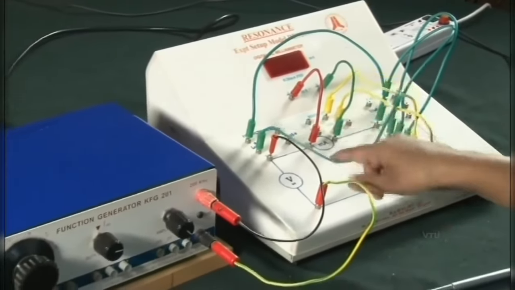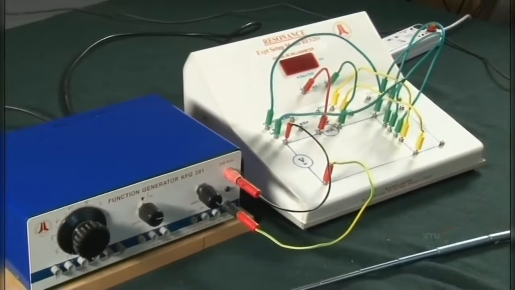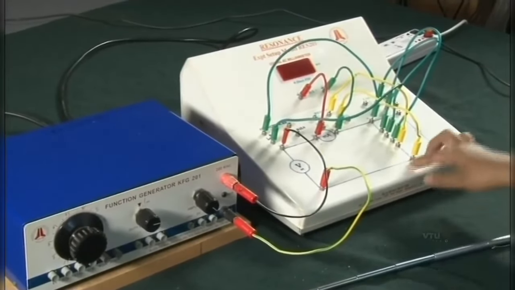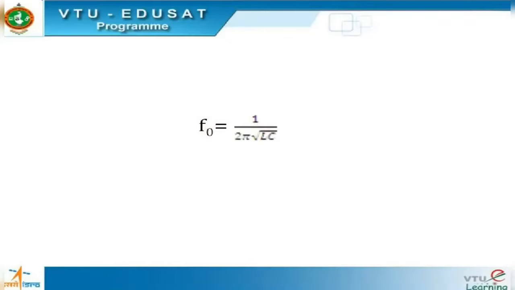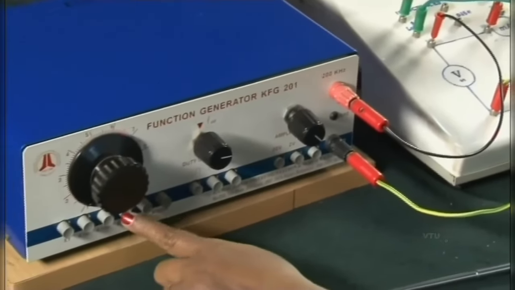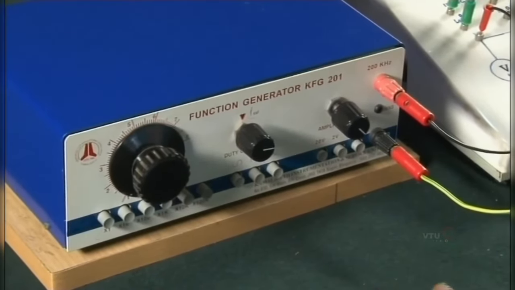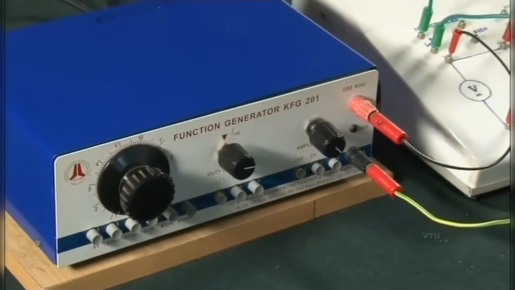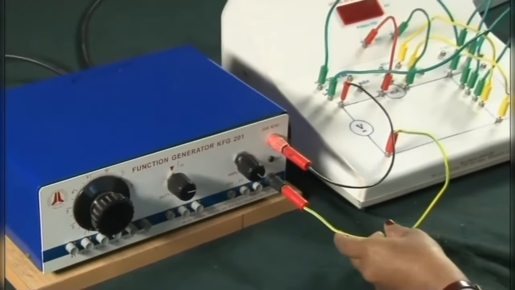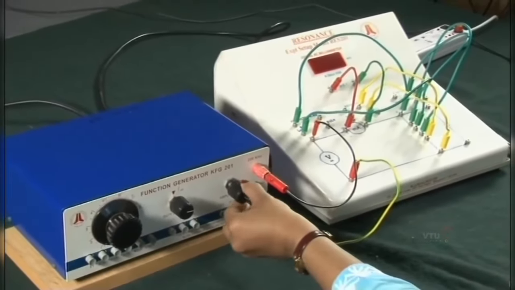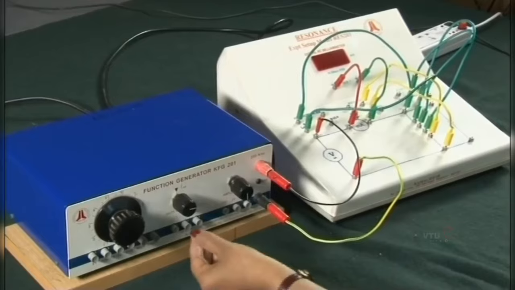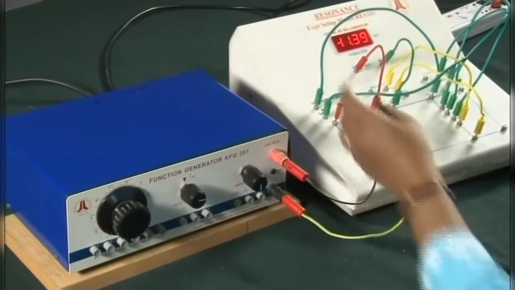This chosen value of L and C will give a natural frequency of the circuit as given by the equation 1 by 2 pi root LC, which turns out to be 5 kilohertz. In the function generator, we select the range as 1 kilohertz, so that the applied frequency range is also the same as the natural frequency of the circuit. Set the amplitude of the signal to be maximum. Now switch on.